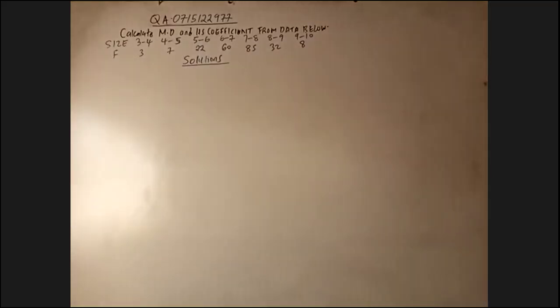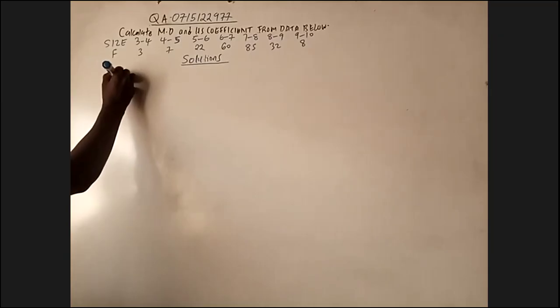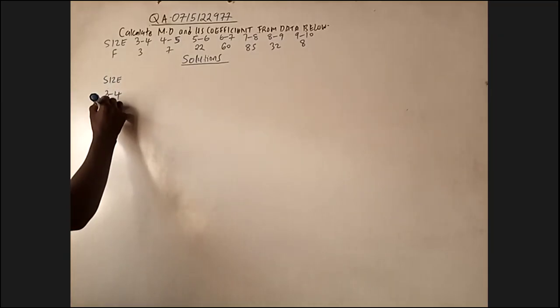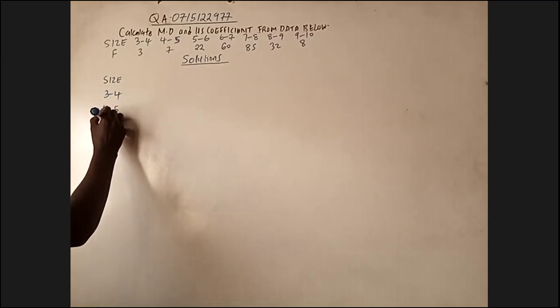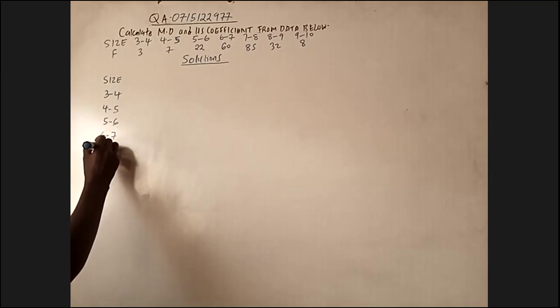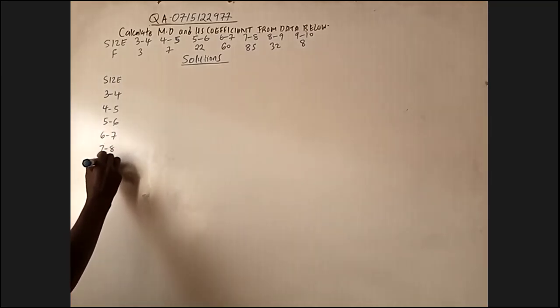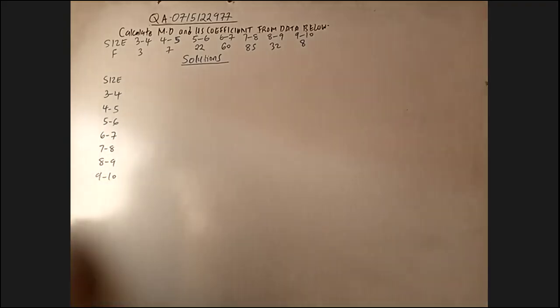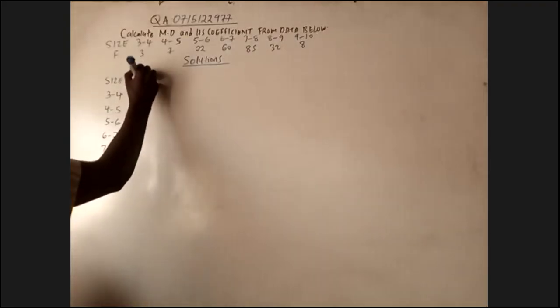Solutions. We start with size. The class sizes are 3 to 4, 4 to 5, 5 to 6, 6 to 7, 7 to 8, 8 to 9, 9 to 10. Now let's find the x midpoint.